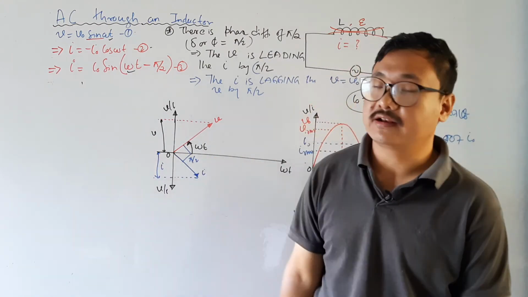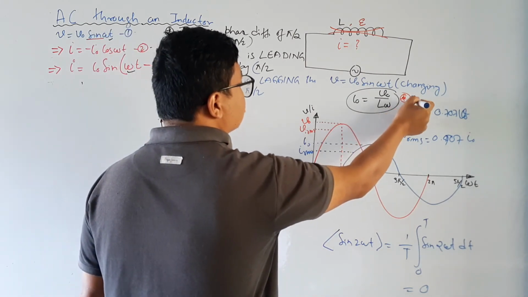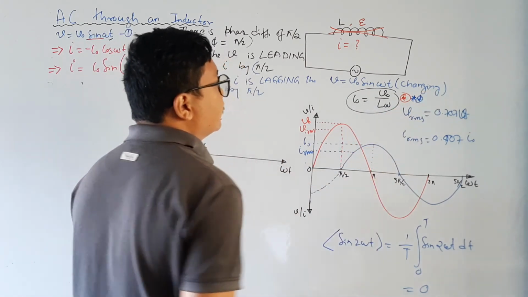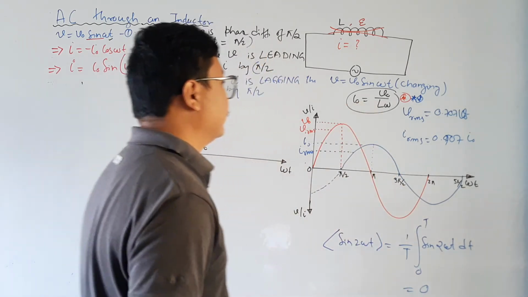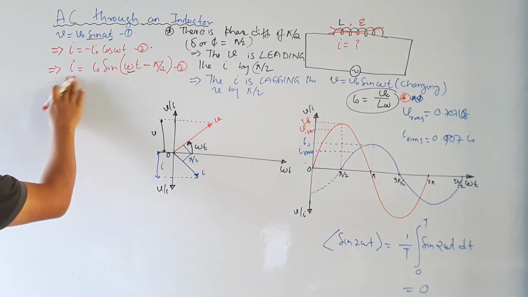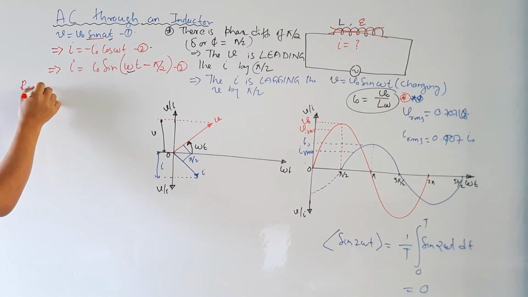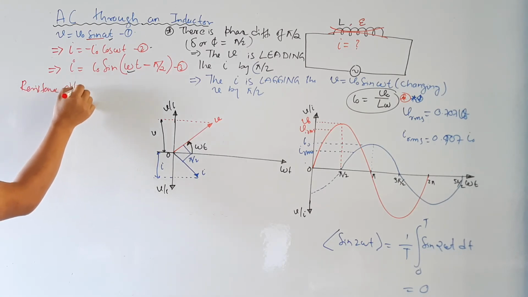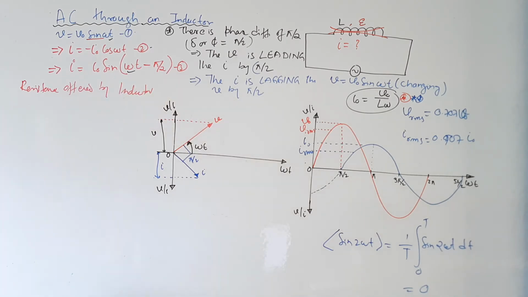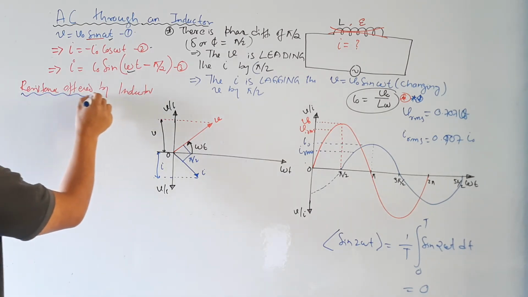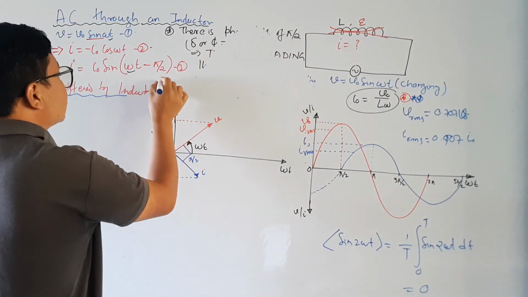So this is the phasor diagram. Now very interestingly, this I have not discussed. Let us discuss this one. This has got very importance in AC through inductor, very important from the examination point of view. So let us find this one. For this, we are going to study the resistance offered by the inductor, which is actually the topic called inductive reactance.